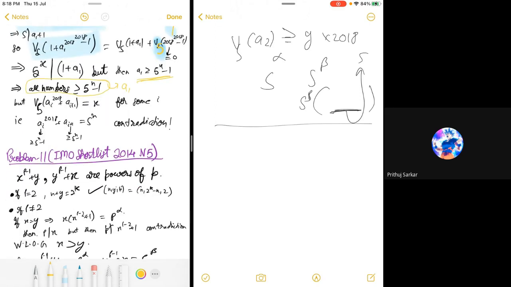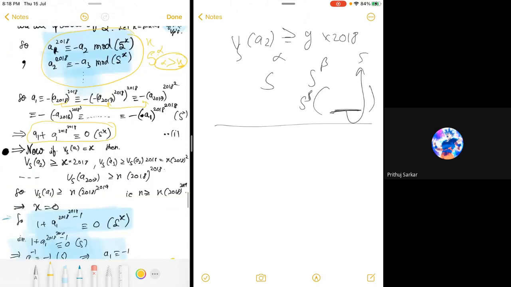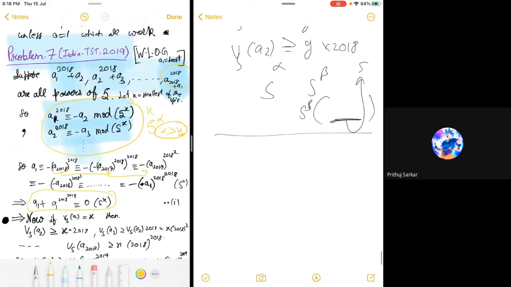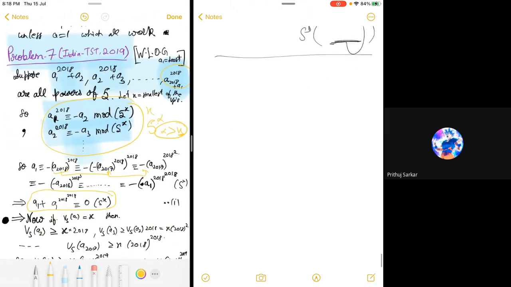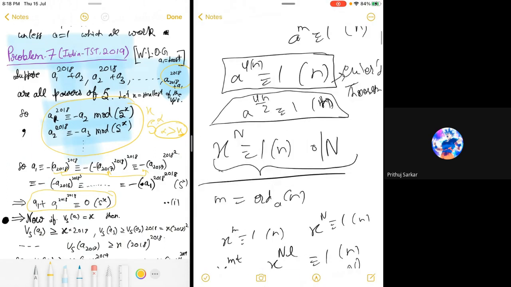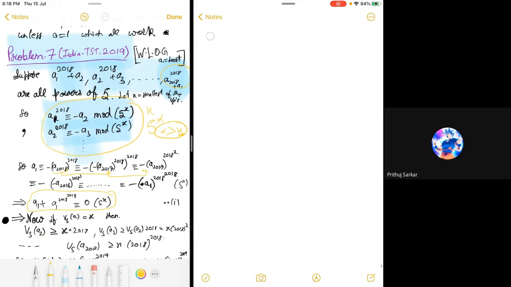But both of these are greater than or equal to 5 to the x minus 1. So this just can't be true. A contradiction. So we are done. So basically, like in problems concerning lifting the exponent, you basically just compute the exponent of these, and then you do bounding.